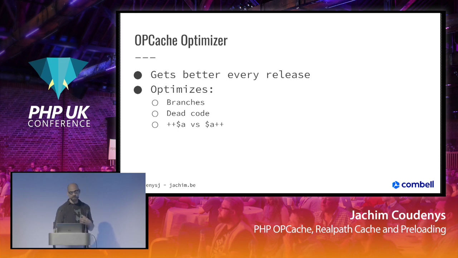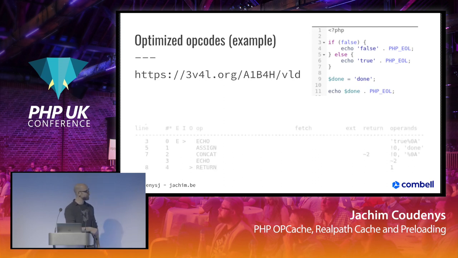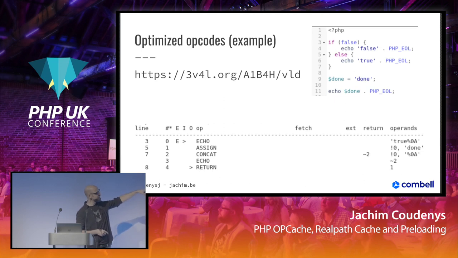So if we have a look at how that actually results, what you see here is we have the if false. So the first part is never executed, so all the parts of the condition are just not needed there. What the opcache optimizer will do is just echo true, and then assign something, and then echo again and return. So you can see that this reduces the opcodes in this example by half. But if you have a lot of PHP files, this will reduce all the opcodes drastically.